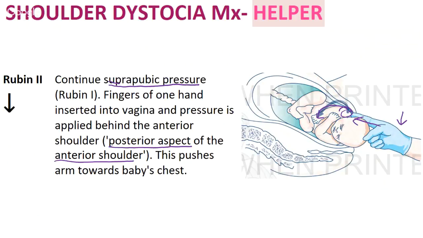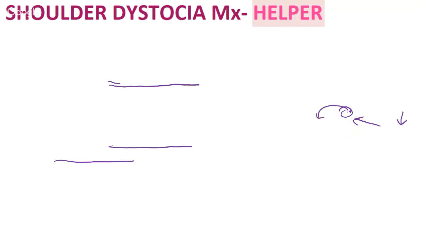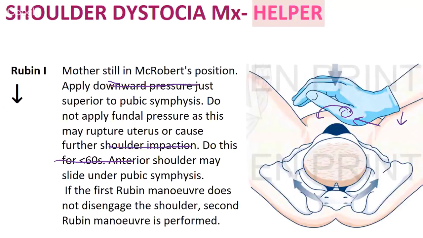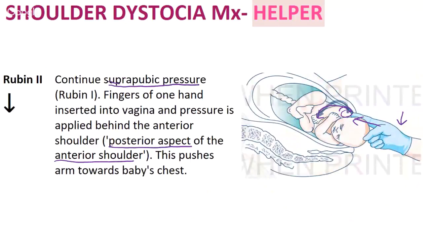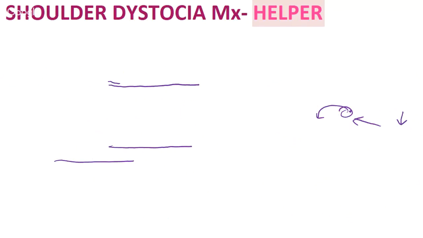What's the difference between suprapubic pressure and Rubens 1? It's essentially the same. Okay. So suprapubic pressure while the mum is in McRoberts position is essentially the description of Rubens 1. Okay. And then do Rubens 2. Okay. So as we just talked about, what comes after Rubens 2?